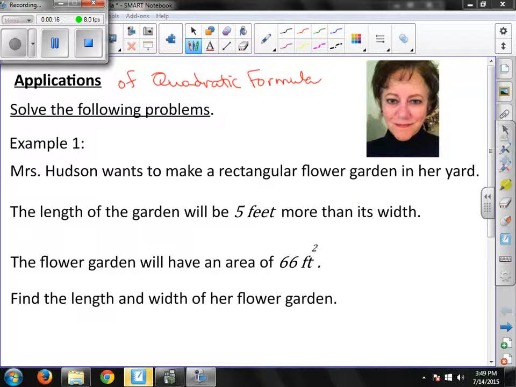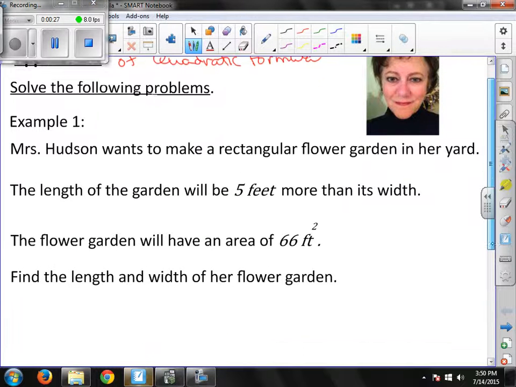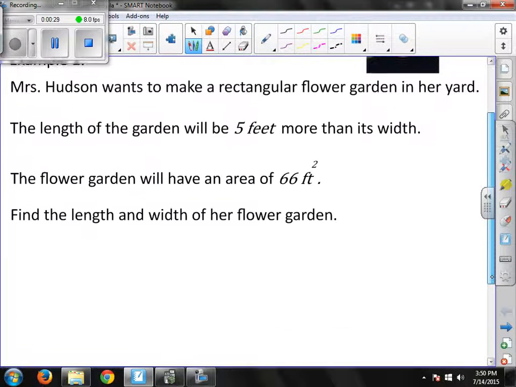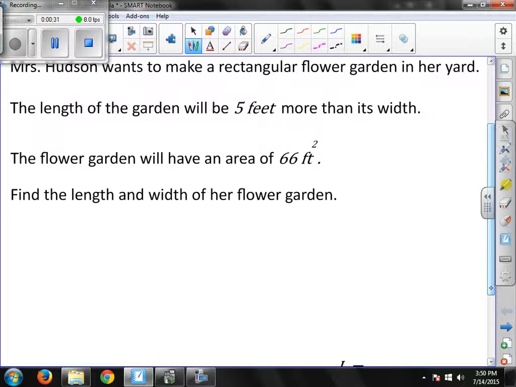Example 1. Mrs. Hudson wants to make a rectangular flower garden in her yard. The length of the garden will be 5 feet more than its width. The flower garden will have an area of 66 square feet. Find the length and width of her flower garden.